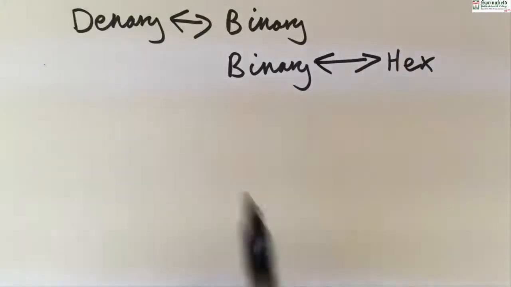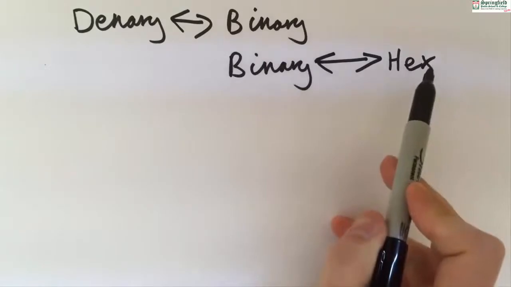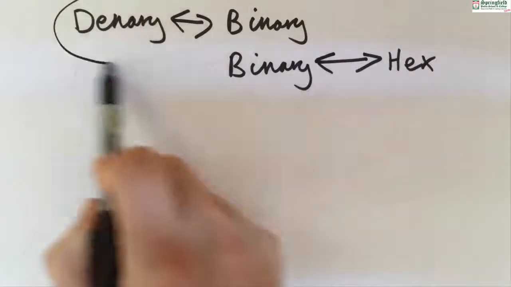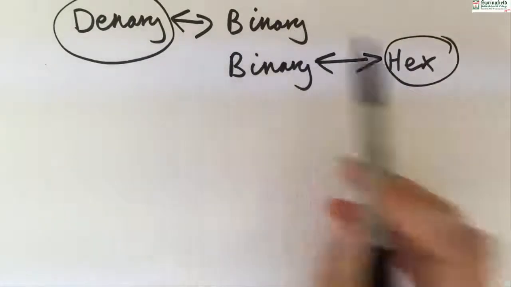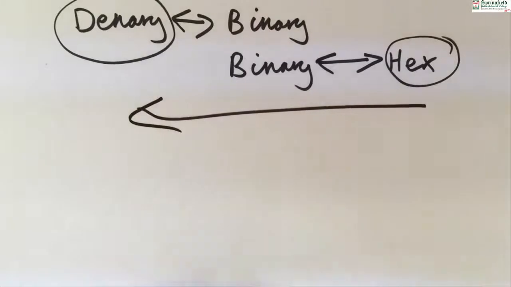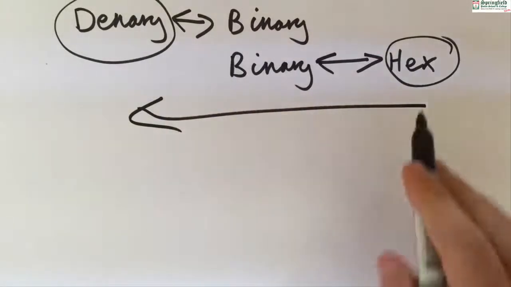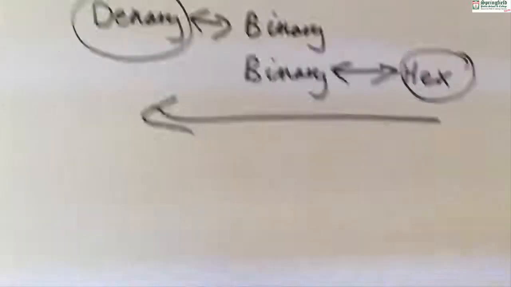So hopefully we can see the system: if we can convert from a denary to a binary and from a binary to a hex, then we could actually take any denary number and convert it into a hexadecimal number by first of all converting it into binary. And this also goes the other way. We can convert hex straight across to denary by converting through binary. So let's see if we can have a go at taking a denary number and converting it to hexadecimal.